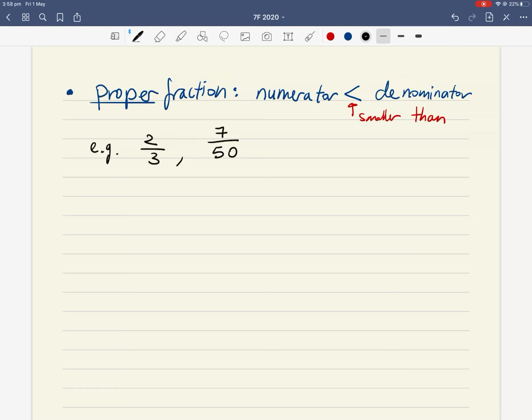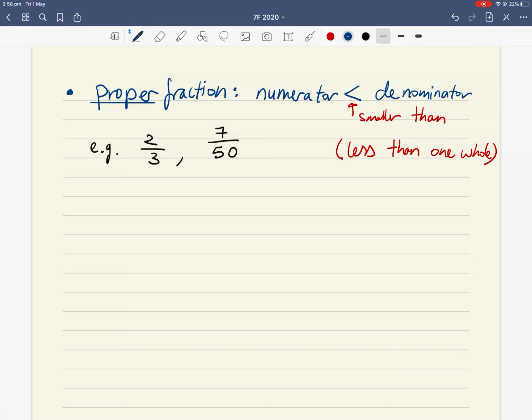The other thing to take note of for proper fractions is that proper fractions are always less than 1 whole. So proper fractions are always less than 1 whole amount, because the top number is always smaller than the bottom number. And the bottom number is the total number of slices, the total number of parts that you have.